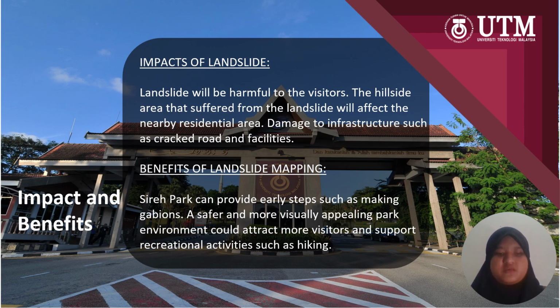This is the impact and the benefit. The impact of the landslide will be harmful to the visitors. The hillside area that suffers from landslide will affect the nearby residential area, with damage to infrastructure such as cracked roads and facilities. And the benefit of this landslide mapping is that Sierra Park can take early steps such as making gabion and, as I said before, planting grass. A safer and more visually appealing park environment could attract more visitors and support recreational activities such as hiking.